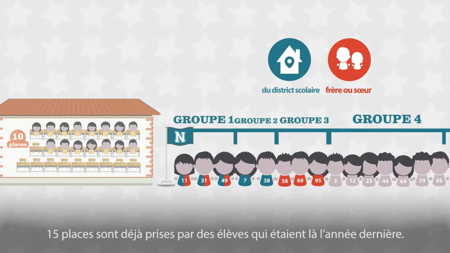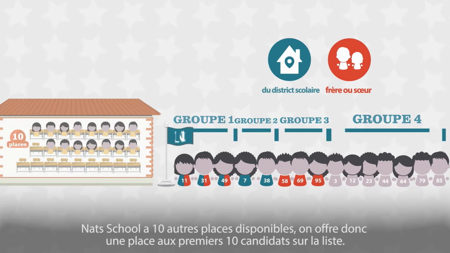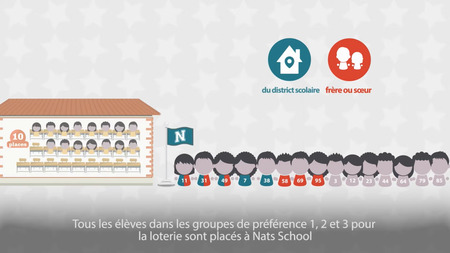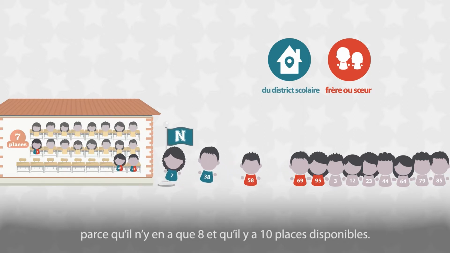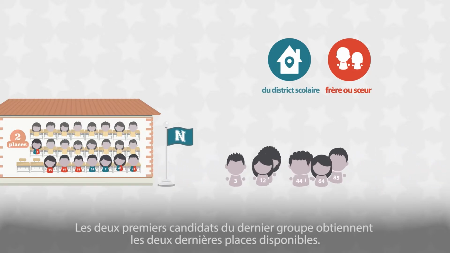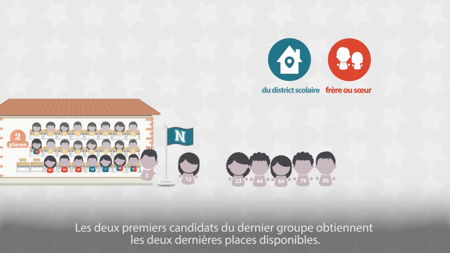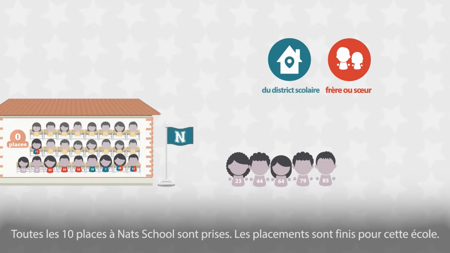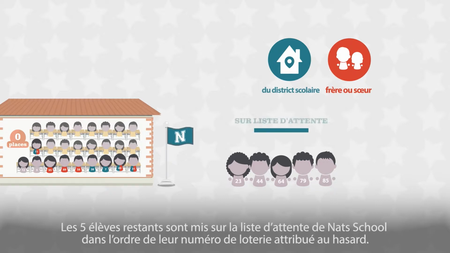15 seats are already filled by returning students. Nat's School has 10 remaining seats available, so we offer a seat to the first 10 applicants in line. All of the students in lottery preference groups 1, 2, and 3 receive a match at Nat's School because there are only 8 of them and there are 10 seats available. The first 2 applicants in the final group receive a match into the 2 remaining seats. For only this group, it was the applicant's random lottery number that determined who would get the seat. All 10 seats at Nat's School are filled. No more placements are made at this school. The remaining 5 students are waitlisted at Nat's School in the order of their random lottery numbers.